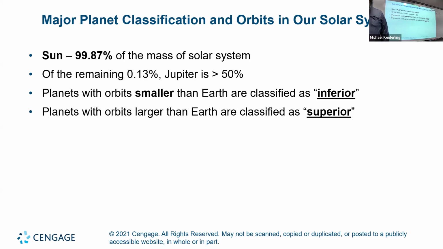Planets with orbits smaller than Earth are classified as inferior. Planets with orbits larger than Earth are classified as superior. This is in the actual old meaning of those terms, where inferior means below, superior means above. So closer to the Sun is below, further from the Sun is above. That's how these are classified. This is not a very commonly used classification.